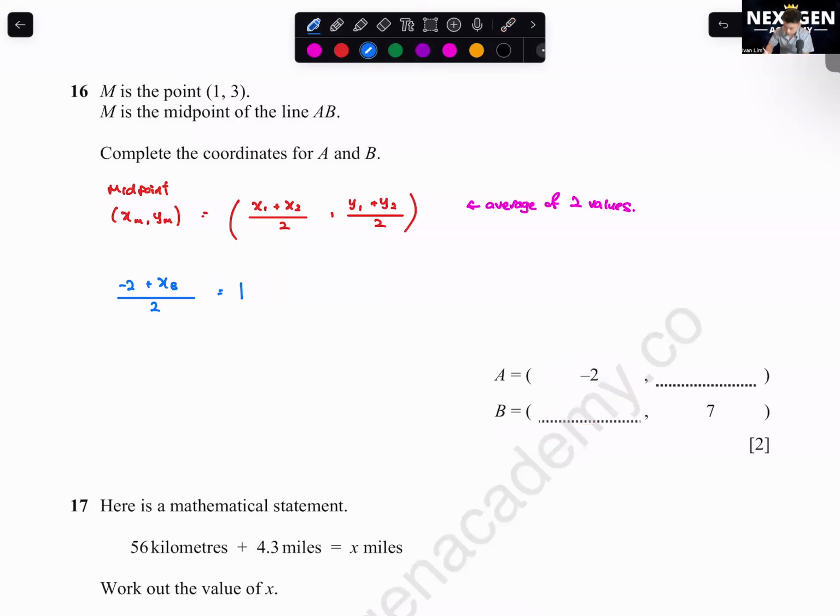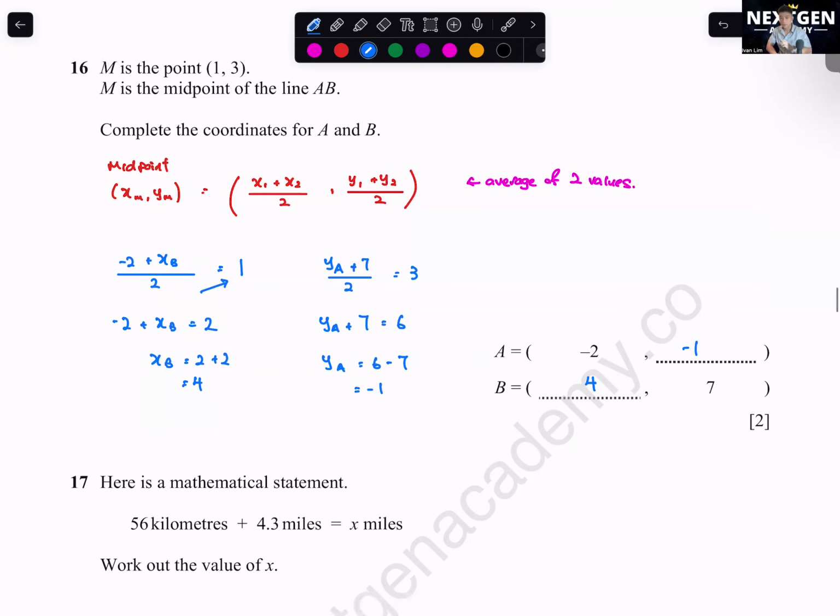We add these two values, divided by 2, and it equals the midpoint x. Then you solve it like this, with your normal algebra. Bring this up. xB is 2 plus 2, which is 4. So the answer here is 4. We do the same thing for the y. So yA plus 7 divided by 2 equals 3, where 3 is the midpoint. Solve this: yA plus 7 equals 6. yA is 6 minus 7, we get minus 1. Got it? Average of two values is the midpoint.